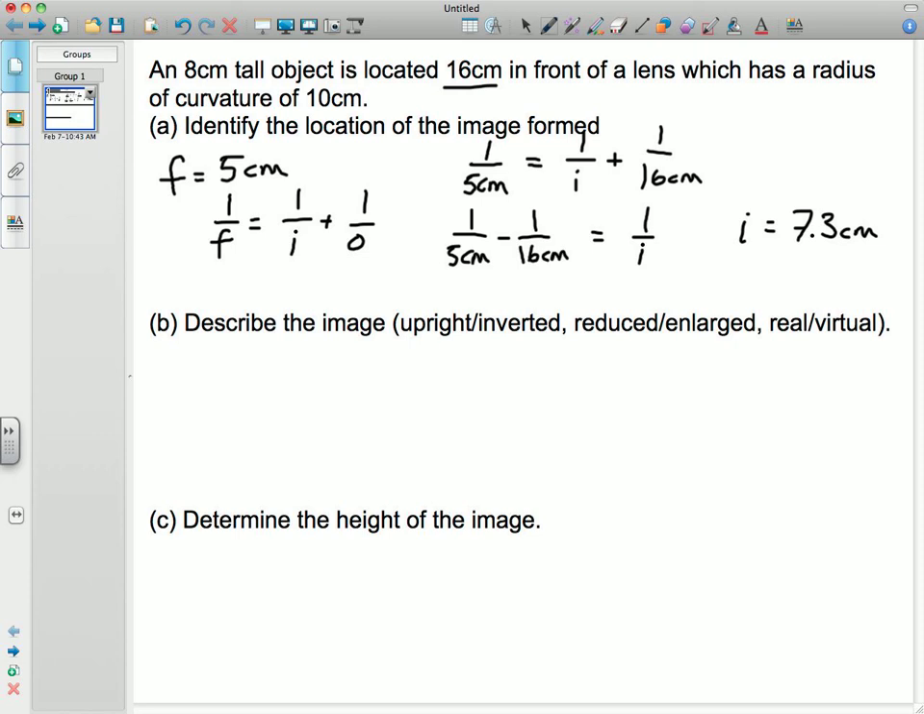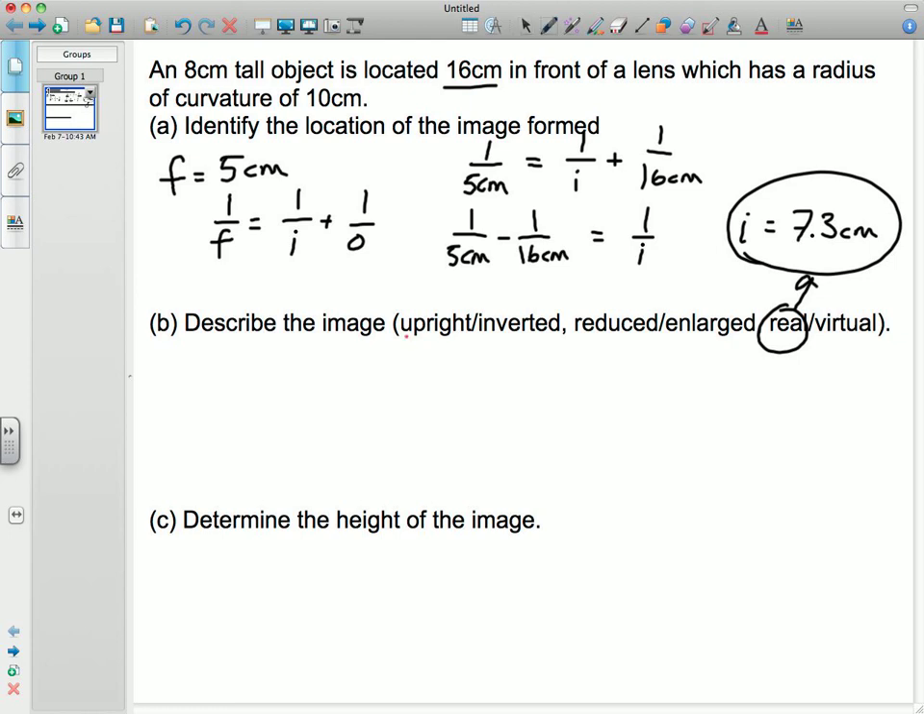Now, let's describe this image. What information can I get from that? Location, obviously, but can I tell whether it's upright or inverted? Can I tell whether it's reduced or enlarged? No. Can I tell whether it's real or virtual? Yes, I can. This piece of information tells me location and whether it's real or virtual. Is it real or virtual? It's real. Why? Because a positive number tells you real. That comes from there.